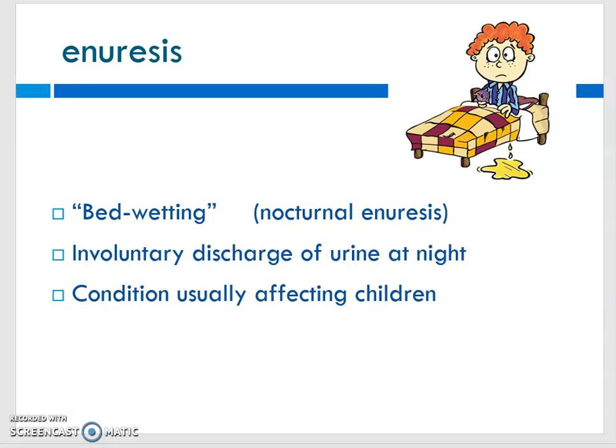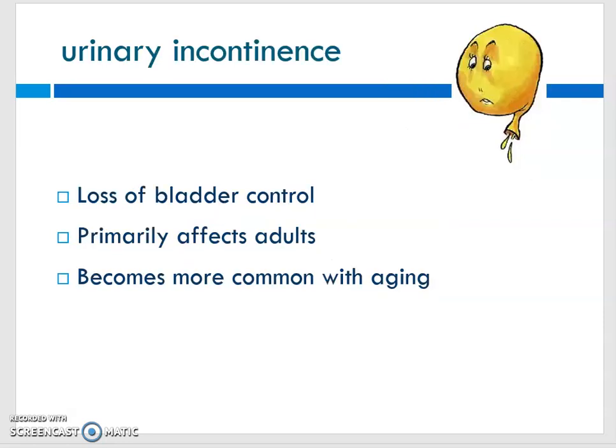So parents out there, if you've ever had to go through the whole learning to use the potty thing, this is one of the challenges that we go through. So this is involuntary discharge of urine at night, but it's because bladder control has not yet been learned in most cases. Now, there's another form of this that happens in adults, usually in older adults, and it's called urinary incontinence. And this is a little bit different because it's happening much later in life. This is a loss of bladder control. It primarily affects adults and becomes more common with aging.